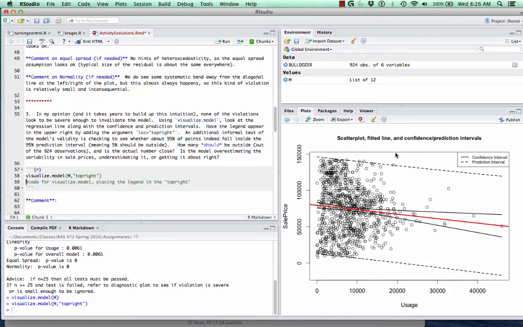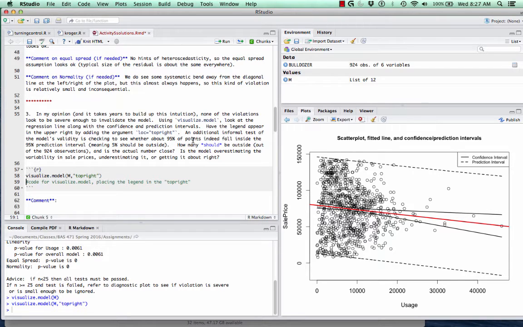So, two types of predictions we might be interested in making. One for the population average, the average selling price of all bulldozers with a usage of some particular value. And those 95% confidence intervals for the population average are the upper and lower solid black lines. If we were interested in predicting an individual bulldozer selling price, well, their 95% prediction interval is given to us by the upper and lower dotted black lines here.